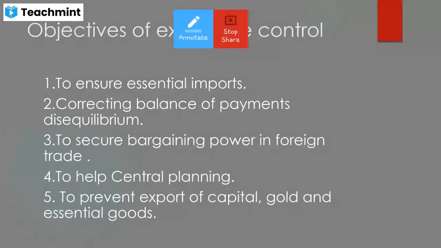Okay. Then to help central planning. Exchange control is also adapted to the planning process in the country. What is that planning? Planning means using the limited resources of the country up to the maximum extent.